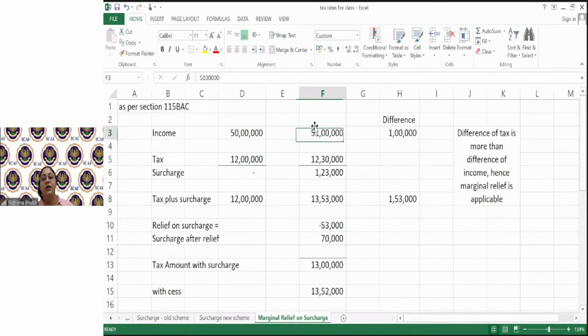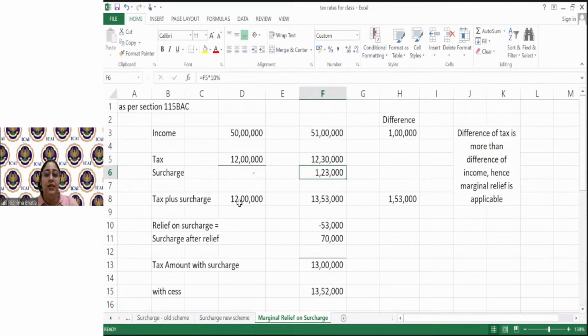Now coming to a scenario where income is 51 lakhs. Income कितना है guys? 51 lakhs. Tax कितना है? 12 lakh 30. Slab rates के according 12 lakh 30. But now here surcharge gets triggered. Why so? Because above an income of 50 lakh, surcharge is there of 10%. So technically tax 12 lakh 30 आया, उस पे surcharge आ गया 123.